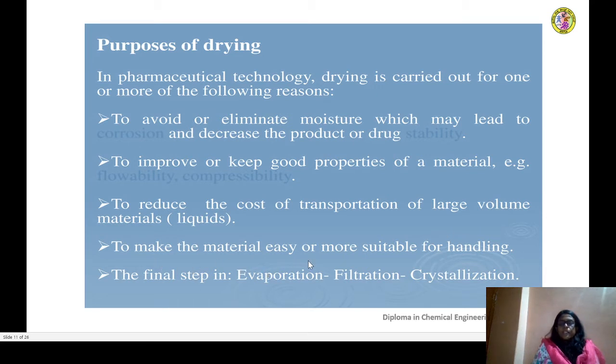To make the material easy and more suitable for handling. This is again a general purpose. Whichever material you take up or consider, their handling will be easier whenever they are in properly dry condition.